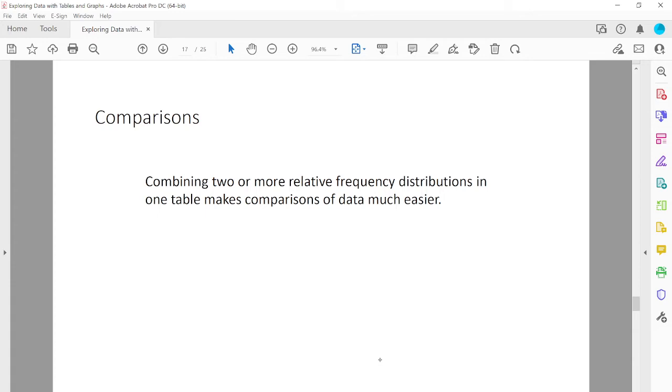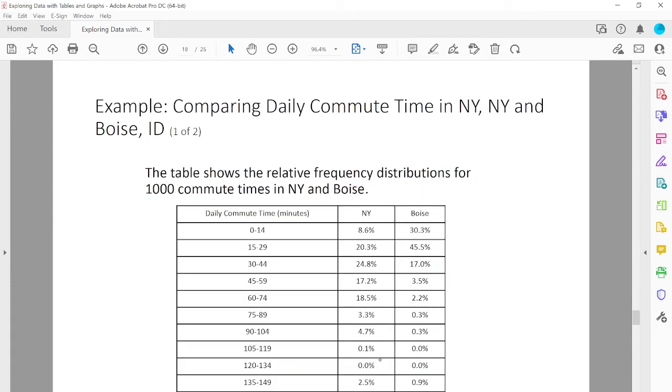Combining two or more relative frequency distributions in one table makes comparison of data much easier. For example, let's say this is the commute time between 0 to 14, 15 to 29. In Newark, 8.6% of the data falls in this category, but in Boise, it is 30.3%. So we can compare how much of the data takes this much time.